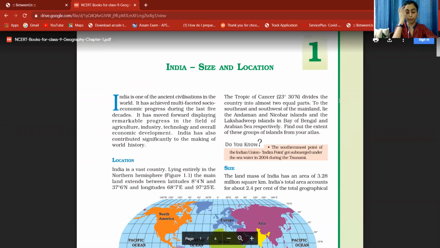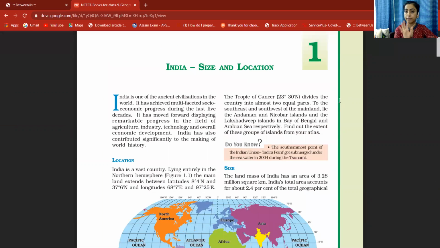Okay. So from the name itself, I think you have got an understanding of what the chapter is all about. The chapter is all about the size. What is the size of India? What is its latitudinal and longitudinal extent? Then where is India located? Its location in the world map. Then who are the neighboring countries of India? So these are the various things, and definitely more than that, we are going to learn in this chapter. These are basically the very basic things that we'll be getting to know in this chapter.